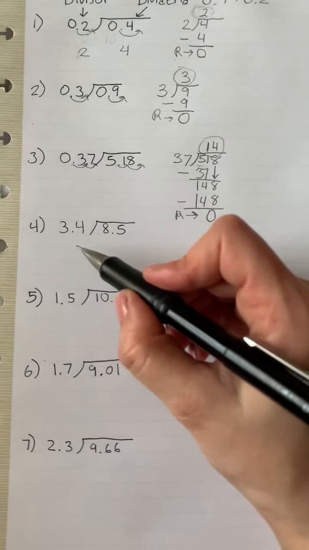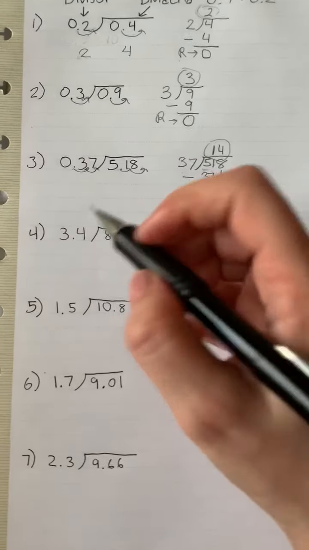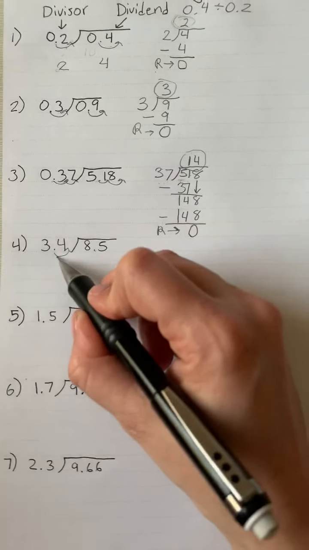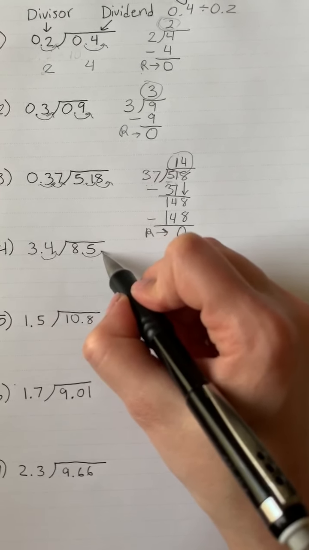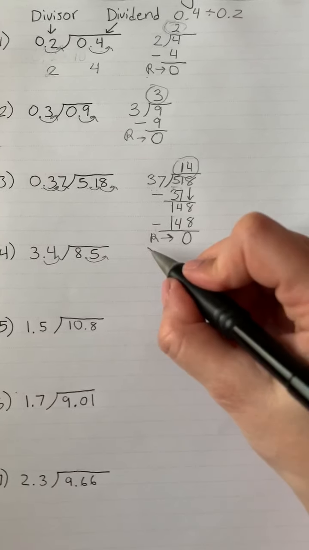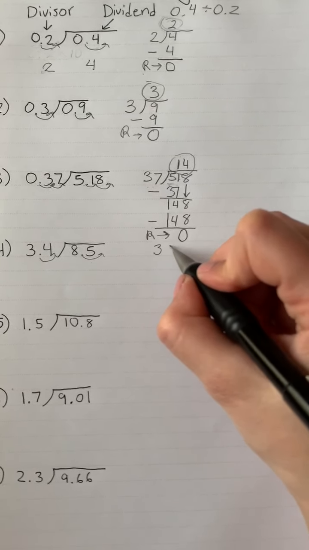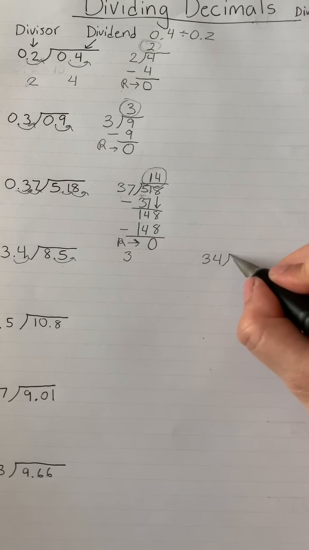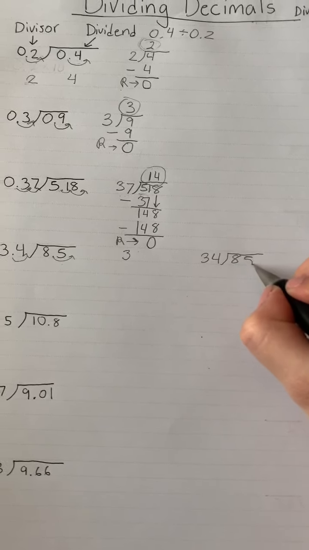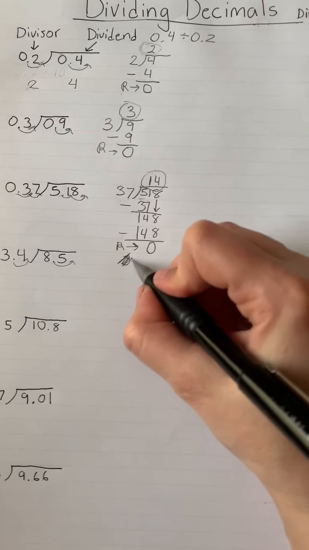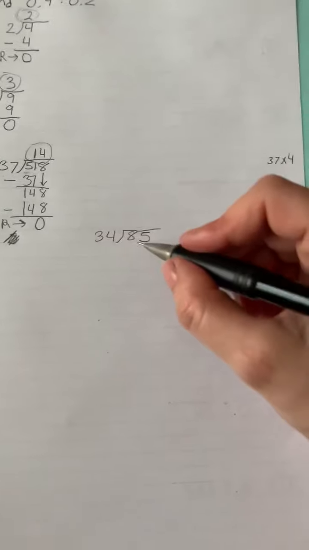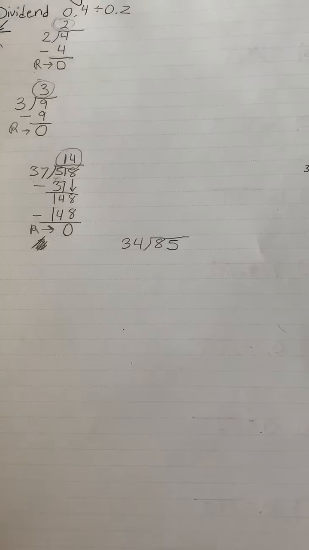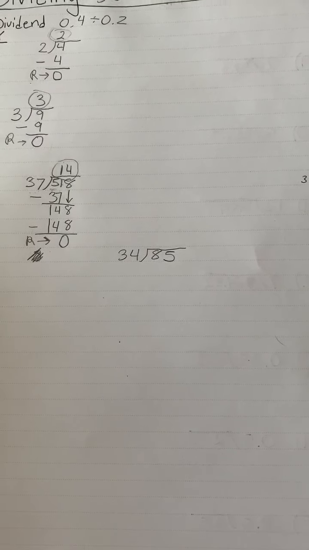Now we have 3.4 going into 8.5. So I want to move my decimal over 1. What we do to this side, we have to do to this side. So moving that over 1, which gives us 34 into 85. All right, so 34 going into 85. We know that 34 does not go into 8, but it does go into 85.